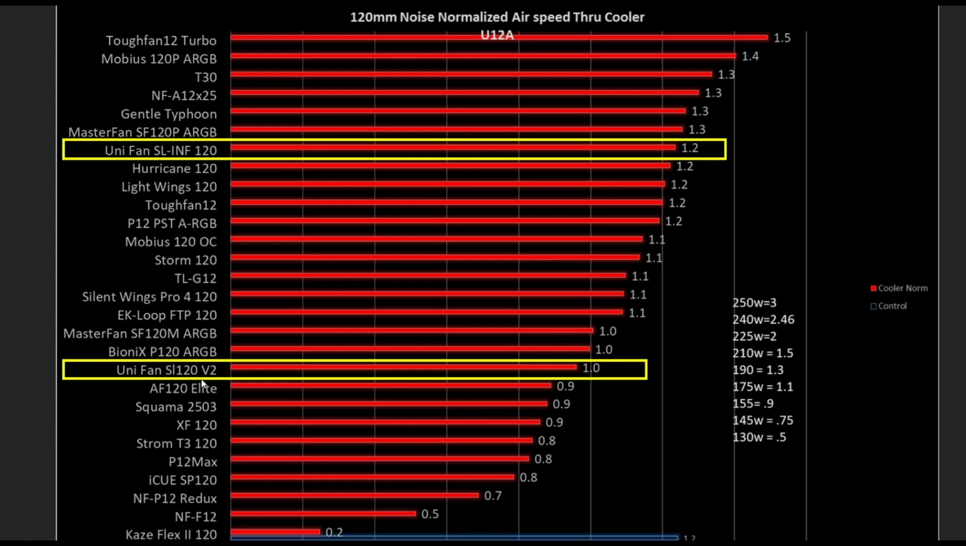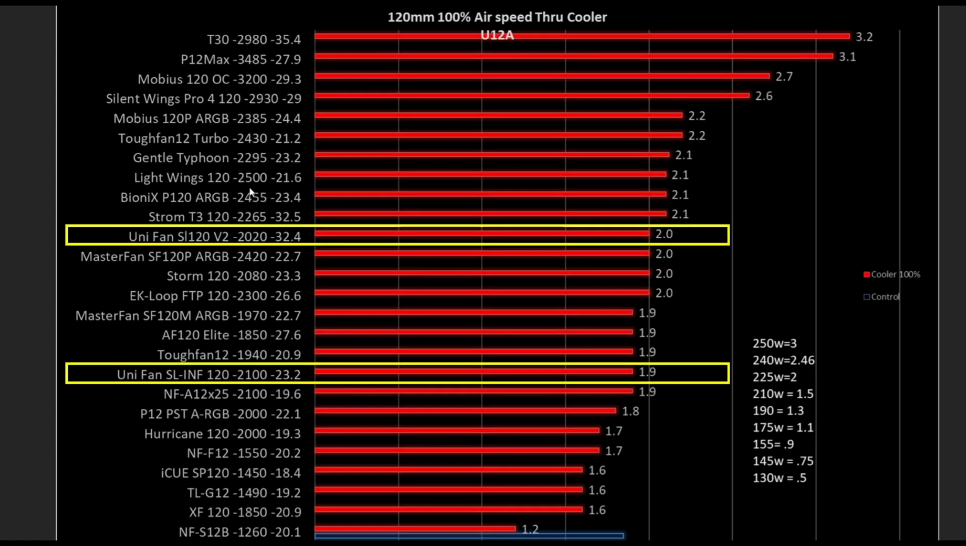But the UniFan SL120 V2 is ranked right here, moving around 1 meter per second of air, putting it a little bit higher than the AF120 Elite, the Squama, but it's significantly lower than many other less expensive fans. How about at 100% PWM fan signaling? So we got the wattages over here on the side again, but the UniFan SL120 V2 is actually ranked here better. It does defeat the SL Infinity, but it is still a far cry from the best.